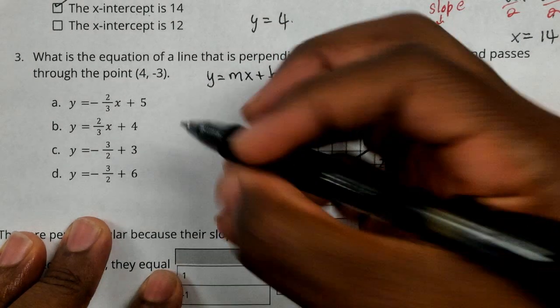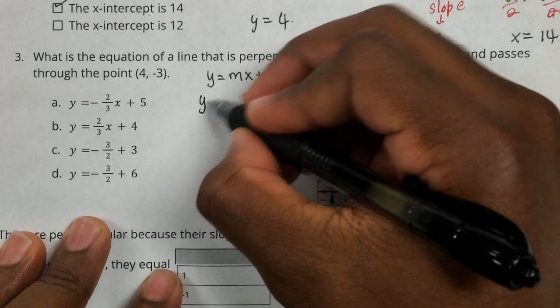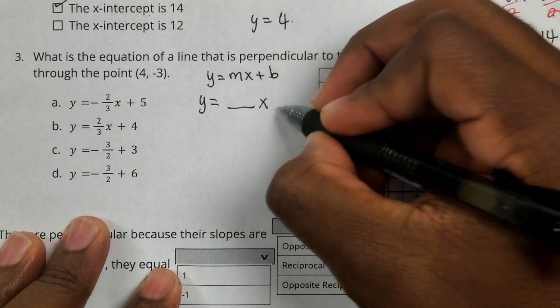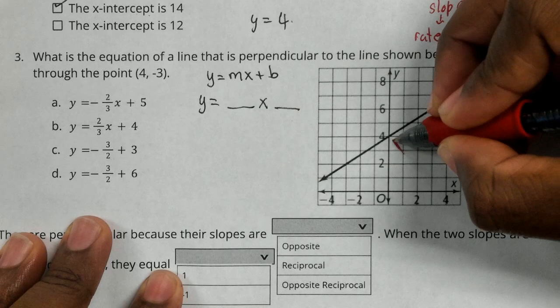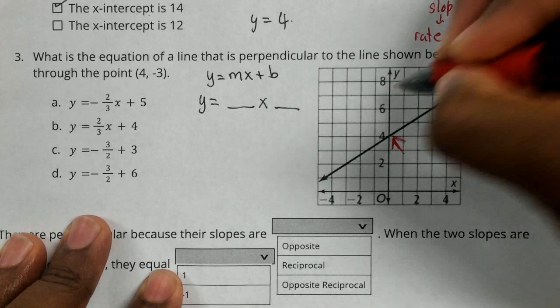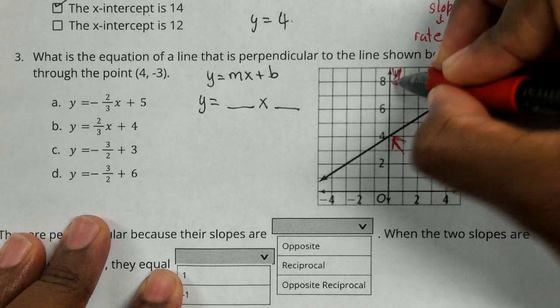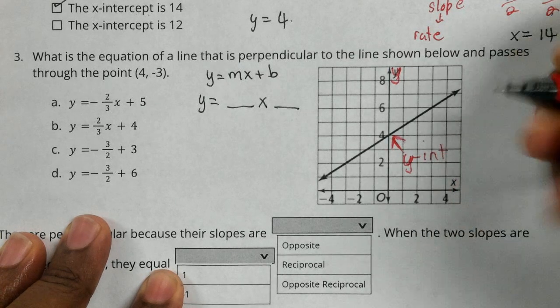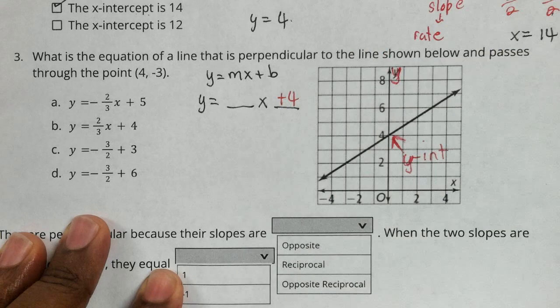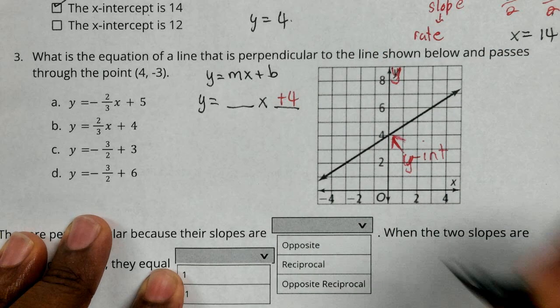All right, so what we're going to do is write an equation y equals some slope times x plus some y-intercept. When I look at this graph, I see that the graph intersected the y-axis at positive 4. So the y-intercept would be positive 4, okay? So now I'm going to identify the slope. I'm going to go from a solid point to a solid point.